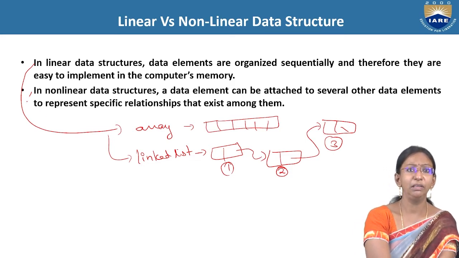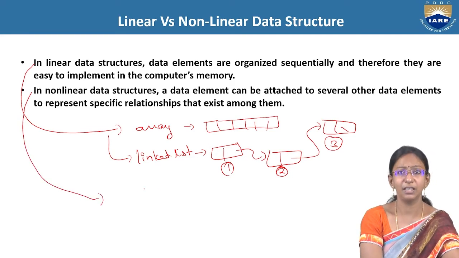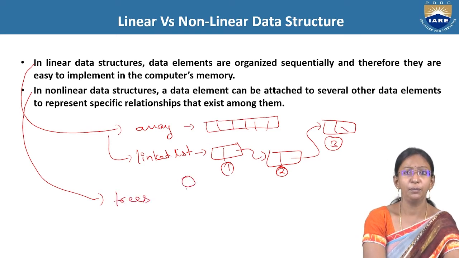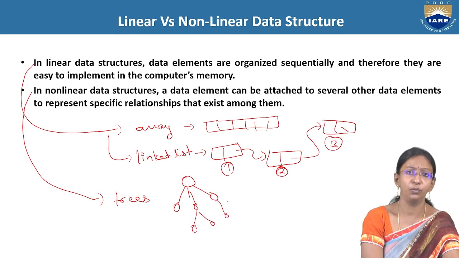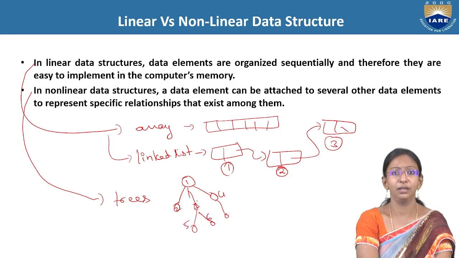Coming to nonlinear data structures, trees and graphs. If you look at trees, a parent node will be there, which is connected to its children, and these children may have children of their own, right? You can see that the first node is related to more than one node. Here it has 3 children. Node 3 has 2 children. Each is related to more than one node.